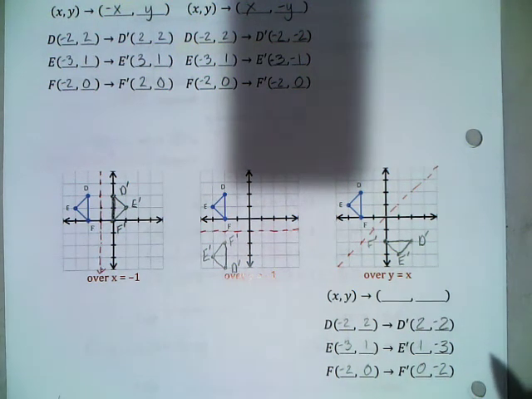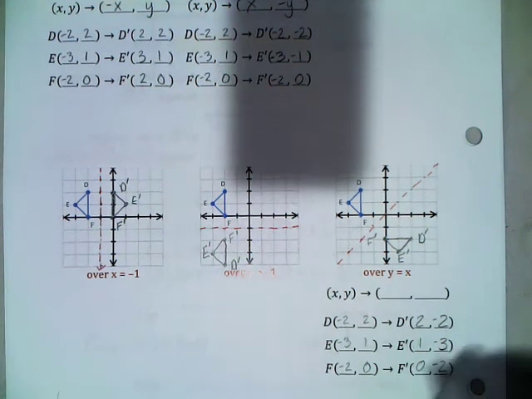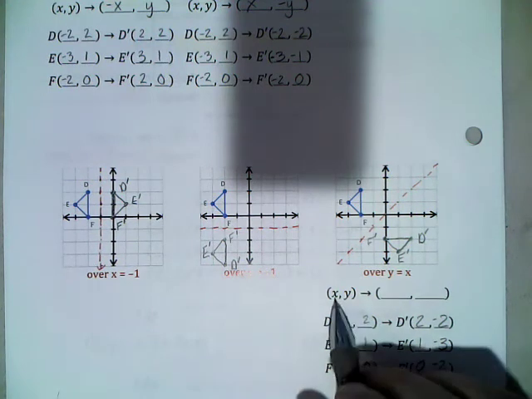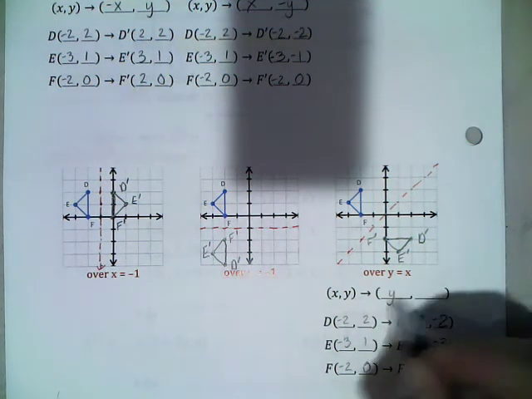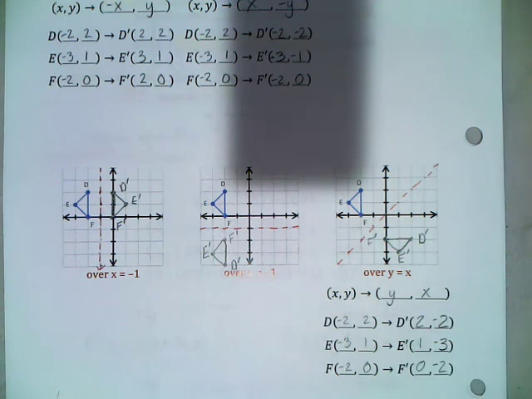If you compare your x values and your y values, hopefully you see what's happened here. It looks as if the x and y values have just switched. So x comma y will move to y comma x. So if we reflect over this line, it just switches the x and the y values.